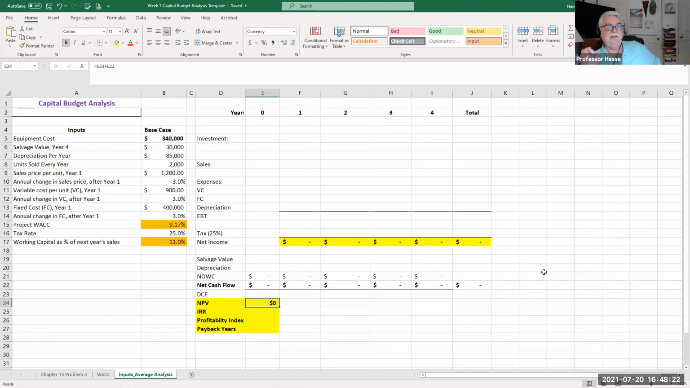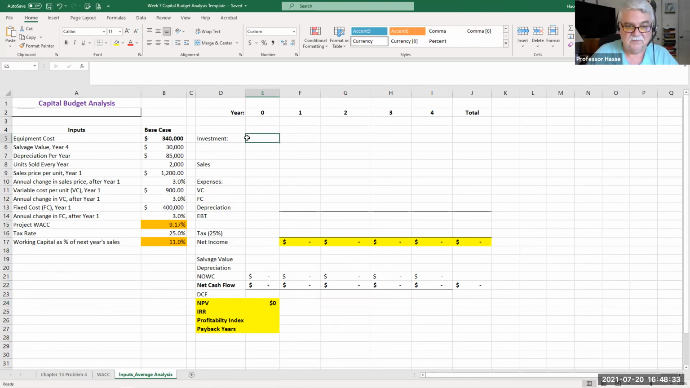Okay, this template, along with the one you did last week, is a great template to use for assignment 3 and for your Road Kings case. So let's build this template. First of all, our investment is $340,000, cash going out, so it's negative.